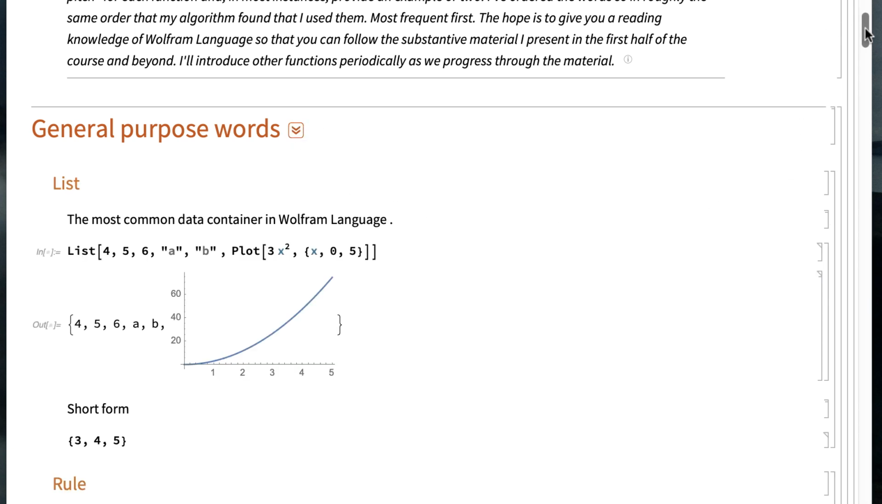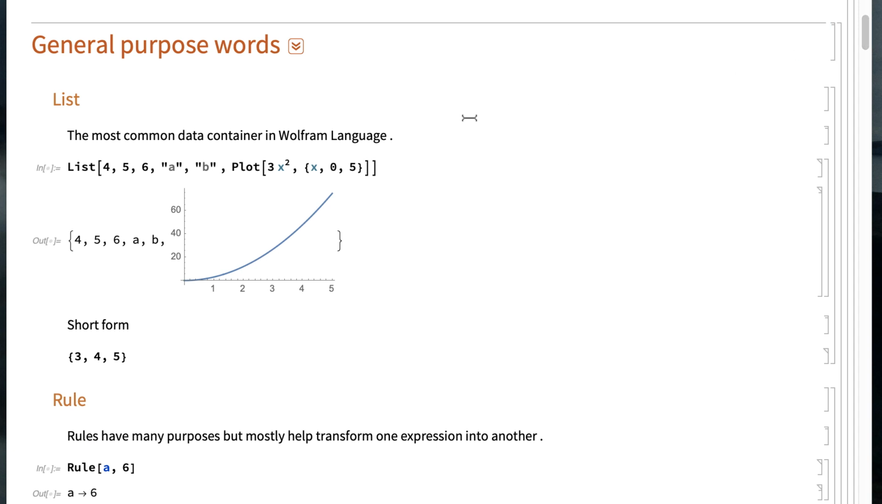The most common thing I use is List, and List is just a container for data. It can hold basically anything, and here's one way to write it. You write the head List followed by comma separated arguments for the things that you want to include in the list. So here I've included a number, another integer, a string, and a plot. And as you can see, the elements of the list don't have to be of the same type. They can really be of any type that you want. Any Wolfram Language expression can go cheerfully in there.